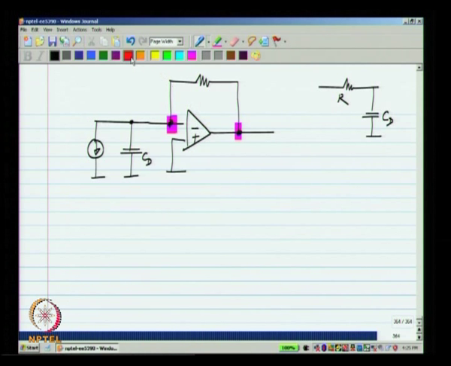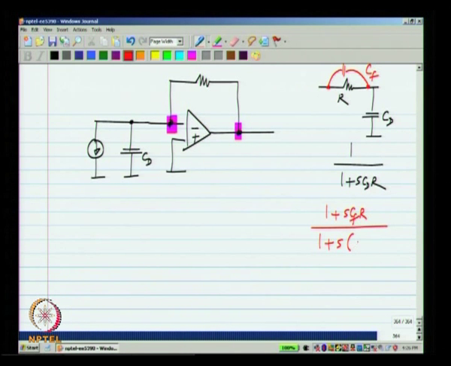R and CD, which has a transfer function 1 by 1 plus S CD R. Now, to this we can add a zero by adding a capacitor across the resistor. This will have a transfer function (1 plus S CF R) divided by (1 plus S (CF plus CD) R). So, this can be thought of in many ways.